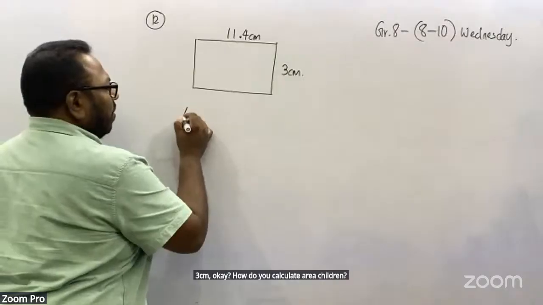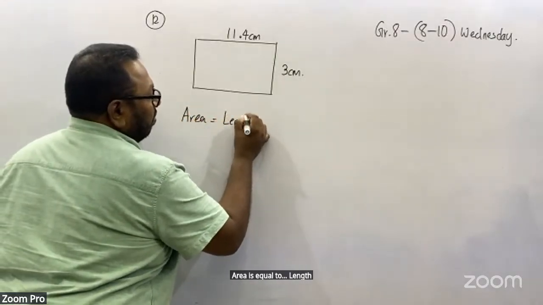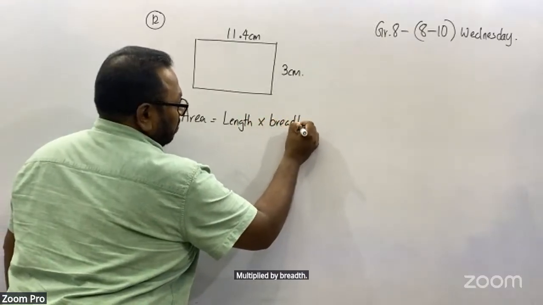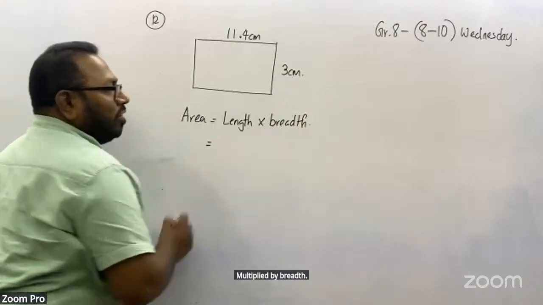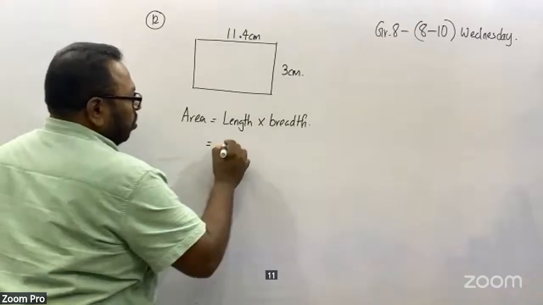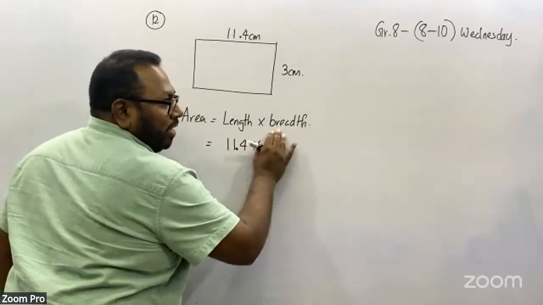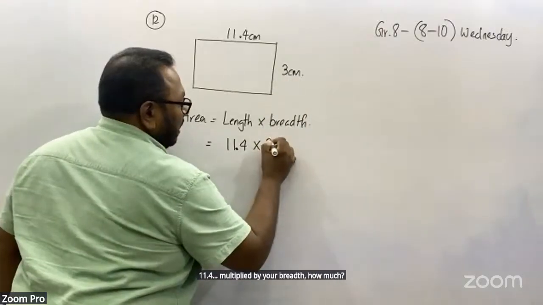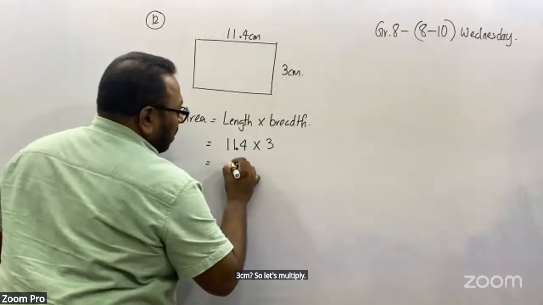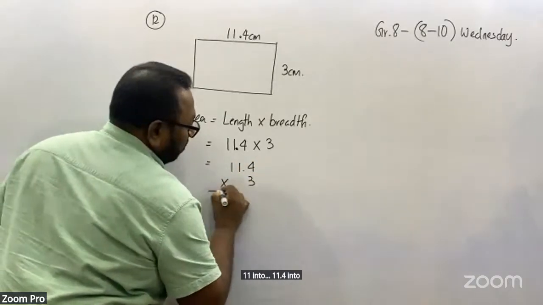How do you calculate area, children? Area is equal to length multiplied by breadth. So what is your length? Length of your rectangle is 11.4, multiplied by your breadth, how much? 3 centimeters. So let's multiply 11.4 into 3.